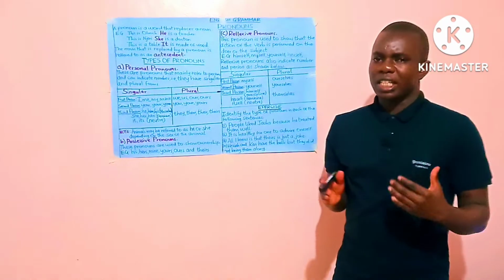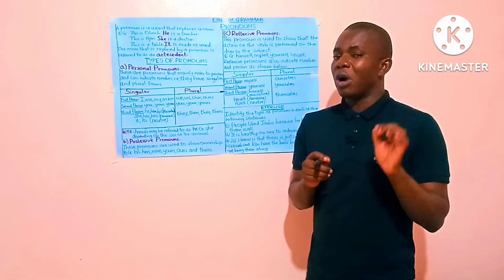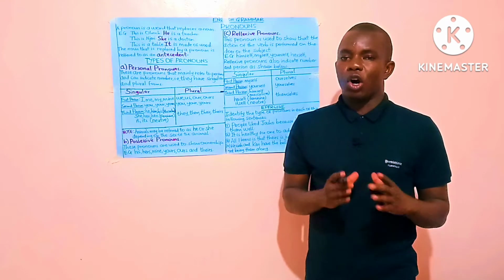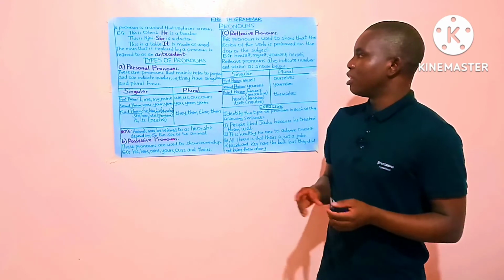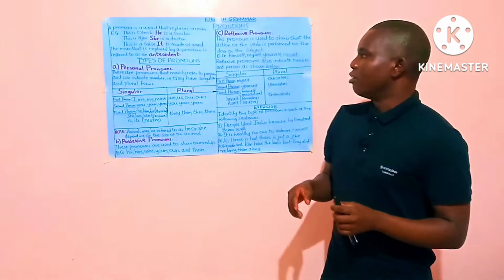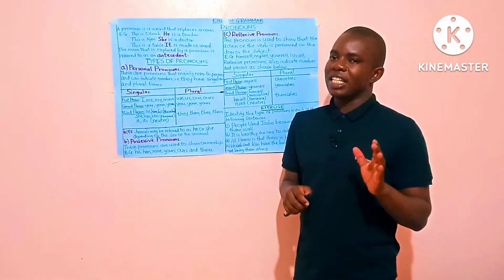Pronouns. What is a pronoun? A pronoun is a word that is used in place of a noun. Let us consider these examples that we have. For instance, we have the first sentence, this is a watch.